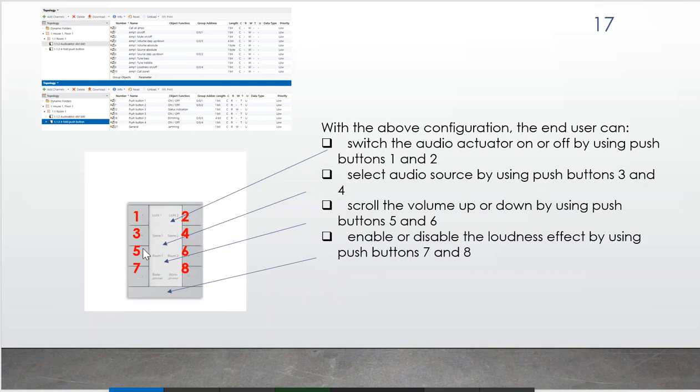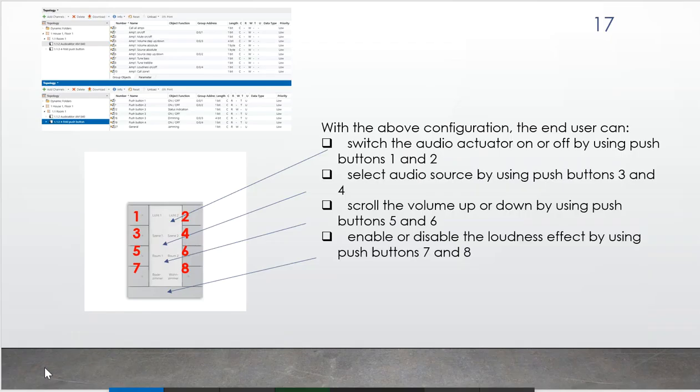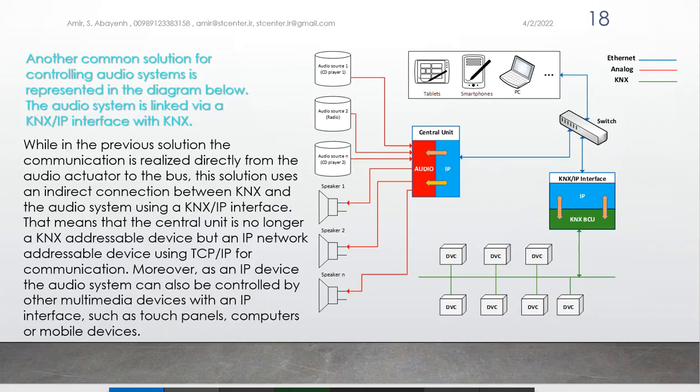Okay, so in this push button we use 2 buttons for each operation, but here, for example, in this push button we use 1 button. It is also possible. So let's continue. Another common solution is where we have the audio system linked via the KNX IP interface. So we use the KNX IP interface. You can see the blue picture here.